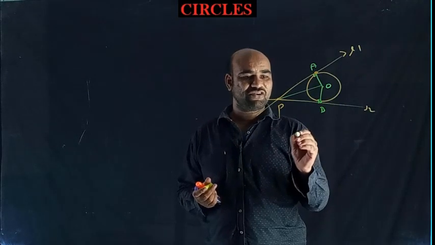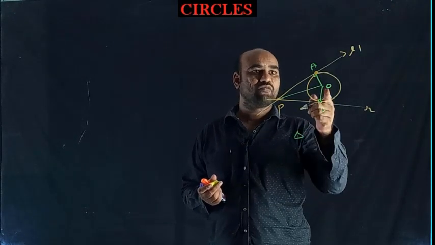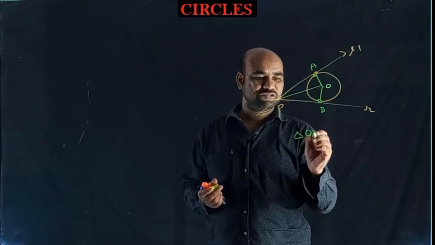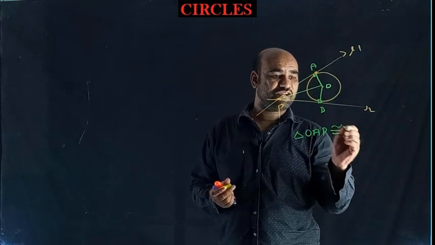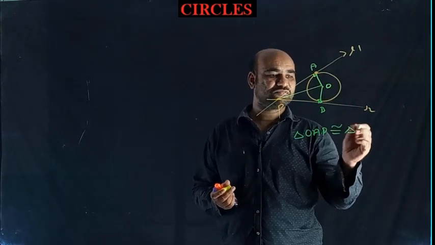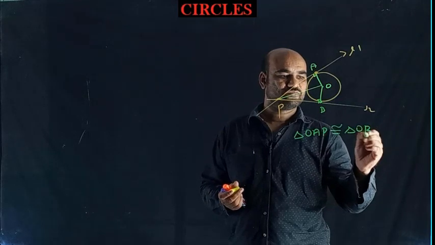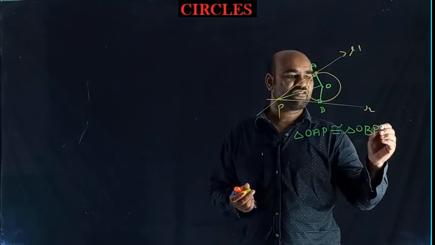Clearly you can say that triangle OAP is congruent to triangle OBP, from RHS congruency.